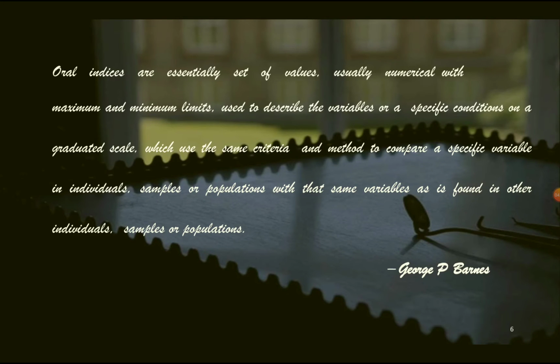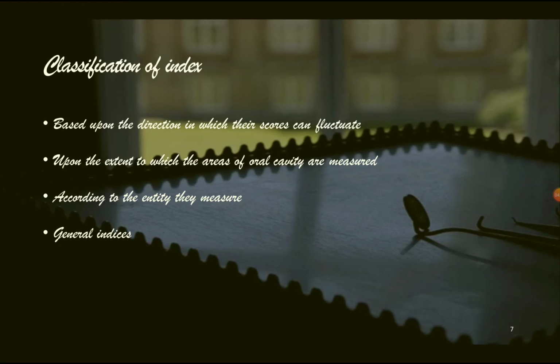According to George P. Barnes, oral indices are essentially sets of values, usually numerical, with maximum and minimum limits, used to describe variables or a specific condition on a graduated scale, which use the same criteria and method to compare a specific variable in individuals, samples or populations with that same variable as found in other individuals, samples or populations. So how will you classify the indices? Classification is based on the direction in which the scores can fluctuate, the extent to which the areas of the oral cavity are measured, the entity they measure, and general indices.